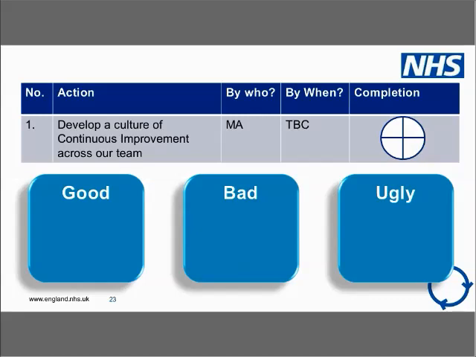And I think we've got a little bit of interaction coming with you guys. Yes, we do. This is a classic action plan that we see quite a lot. So the action is develop a culture of continuous improvement across our team. The person responsible for it is this chump, Michael Anderson. And when he's got to do it by, it's going to be confirmed. But he'll figure it out. It'll be in 30 days probably. Good, bad, or ugly? If you can grab your pointers, that'd be great.